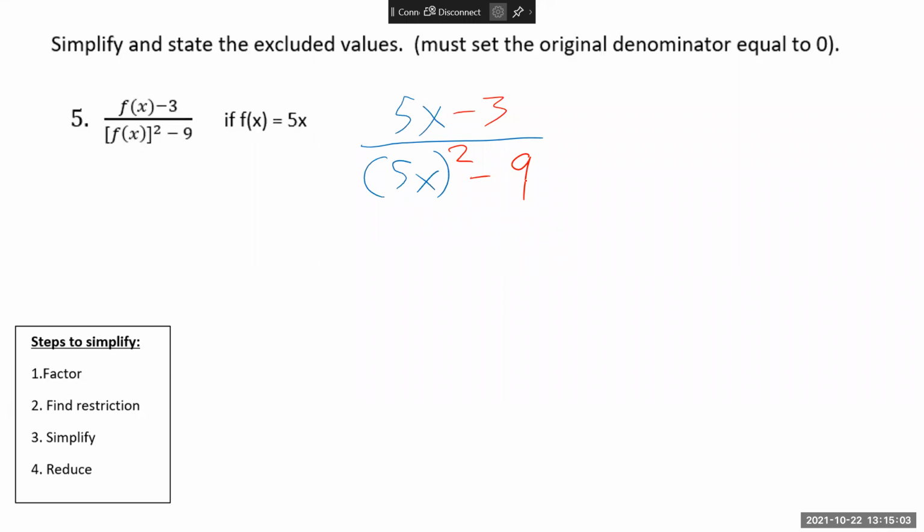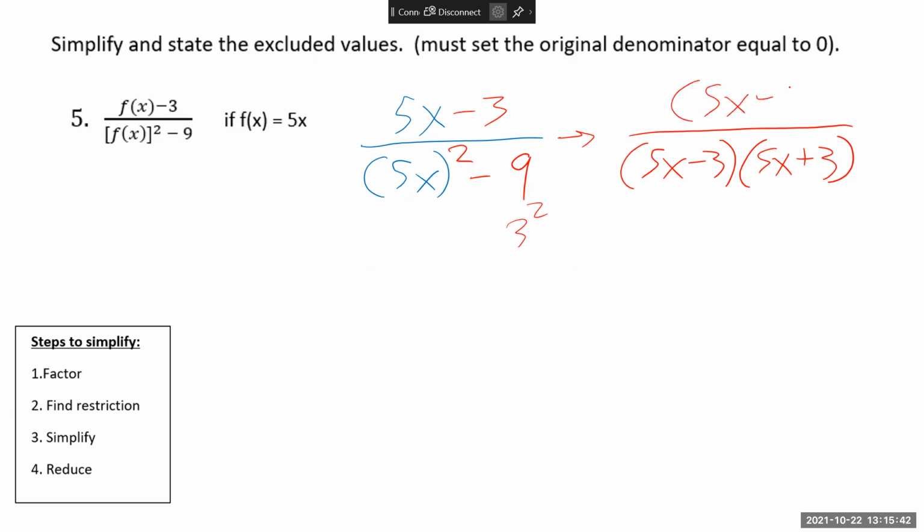Was it the same question? Okay. So this minus 9 is just a negative 9. It's not an exponent that's negative or anything like that. It's literally just 5x squared minus 9. But this will factor. 5x squared is literally 5x times 5x. 9 is 3 squared, right? So that's a difference of squares. So this is going to factor into 5x minus 3 times 5x plus 3, all divided by 5x minus 3.